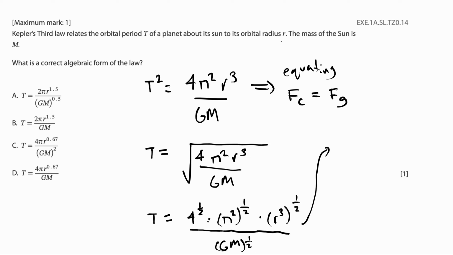So if we distribute this value throughout each term, we get the square root of 4 is equal to 2, and we know that exponents multiply with each other in this case because you have one on top of the other. So 2 multiplied by 1 over 2 just gives us pi alone, so that's 2 pi. Then again we have 3 multiplied by 1 over 2, which becomes r to the power of 3 over 2. Then at the bottom we have GM to the power of 1 over 2, which is just 0.5. So this is how we algebraically represent this question.